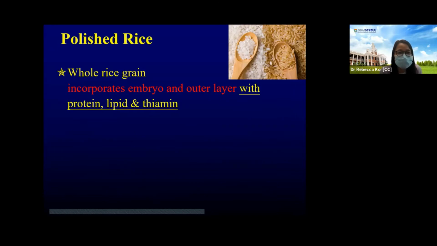Whole rice grain has the outer layer, which has the thiamine along with protein and lipid. So that's the main source. But if we rip it away and grind it down, we just have the white rice and the thiamine is gone. So if you just eat white rice, then probably we may not have enough thiamine intake.